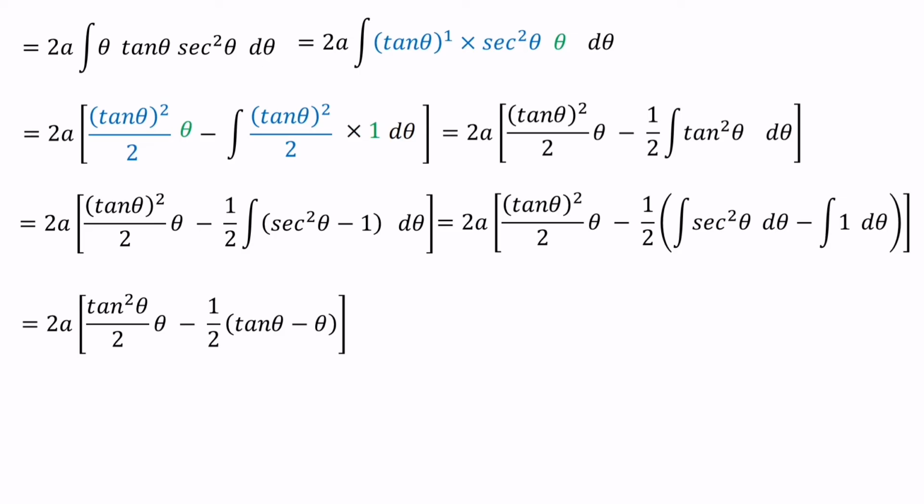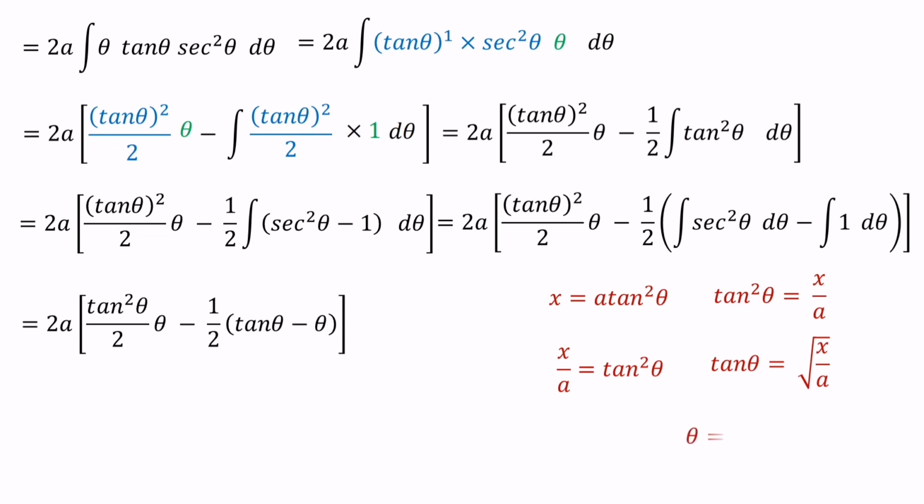Finally, we need to express these tan theta and theta terms in terms of x. First one, x equals a tan squared theta. So we can write tan squared theta as x over a. And tan theta equals square root of x over a. So we can write theta as tan inverse root x over a.